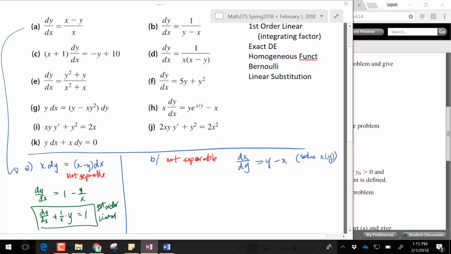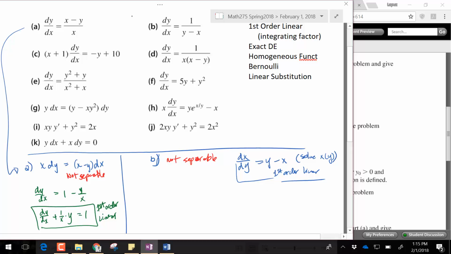And then eventually you'll have to solve for y because y is the original variable. So you could do it that way, I guess. So now we can make it look like first order linear. Can we use something else? This looks like a linear substitution, possibly.